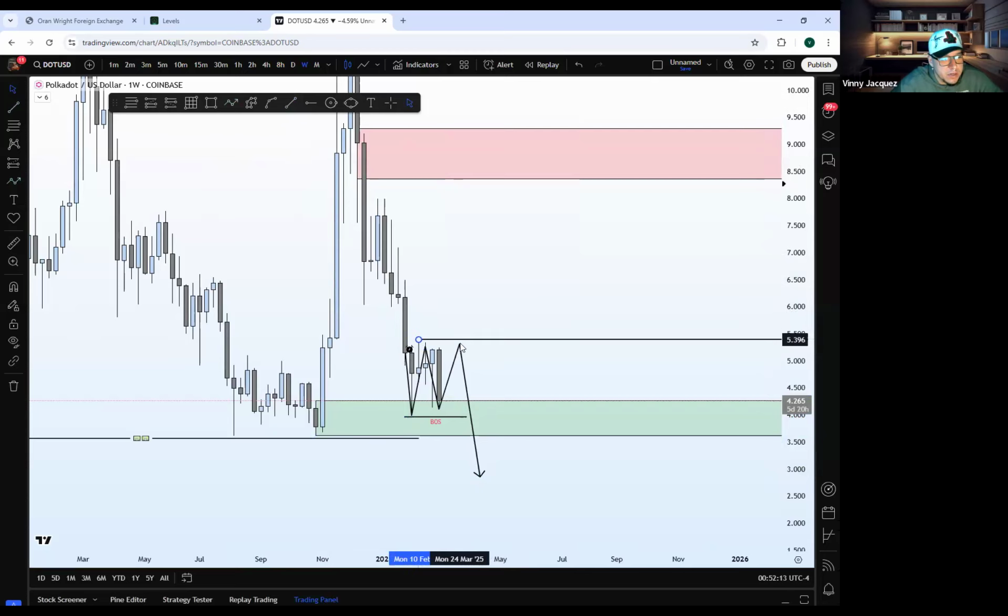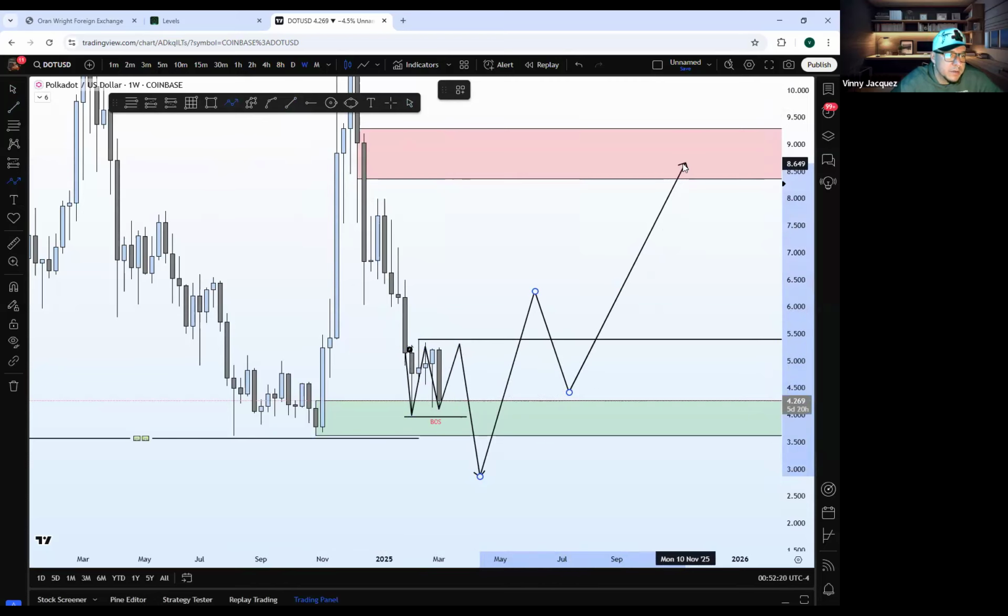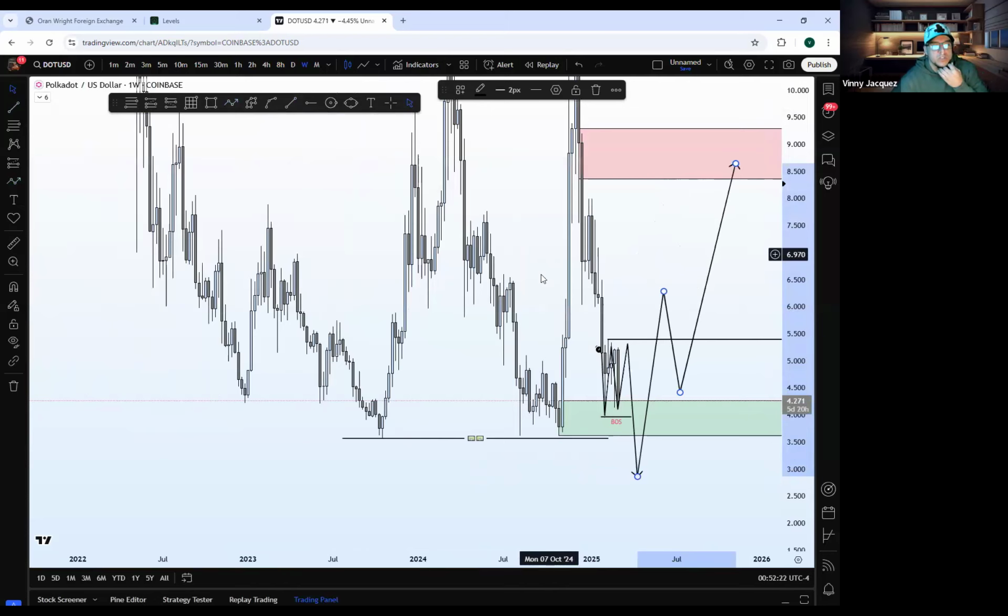This would be my change of character line. Now, once that market gives me what I need to see, boom, take the opportunity, shift the market higher, right? So I would just wait. I would just wait and be patient.